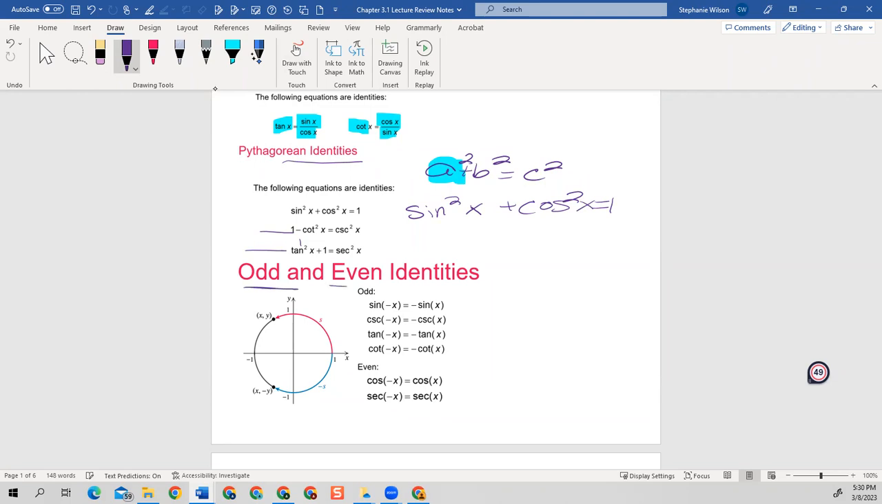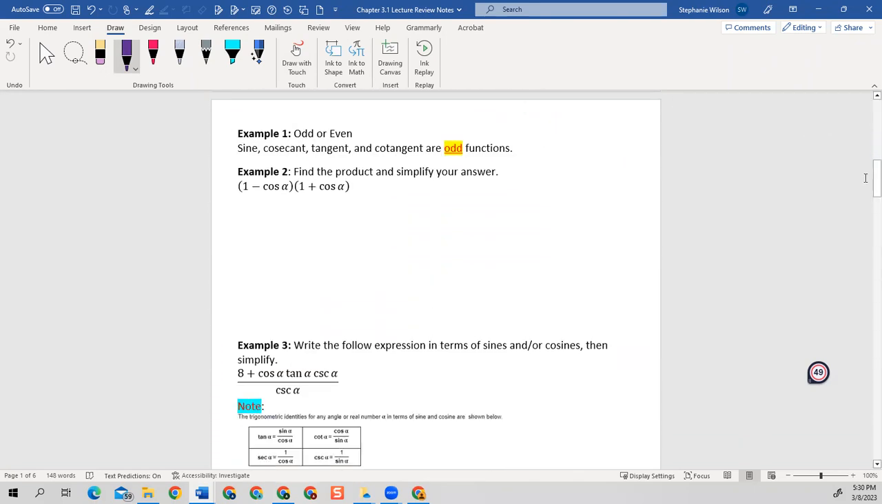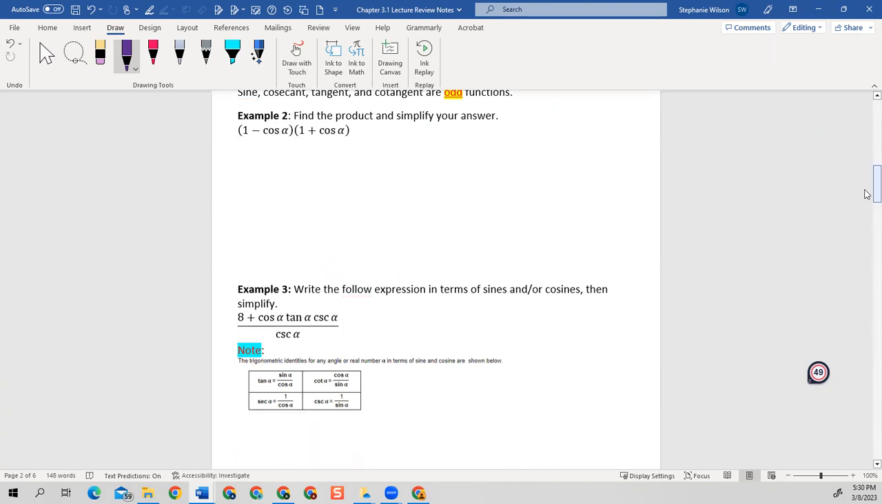Now we're going to talk about odd and even identities. The odd identities are sine and cosecant, which makes sense because cosecant is the inverse of sine. Tangent and cotangent are odd, because sine is a part of tangent. This means that cosine and secant are even. And we'll talk a little bit more about those. So example 1 asks what is sine, cosecant, tangent, and cotangent. It is an odd function.